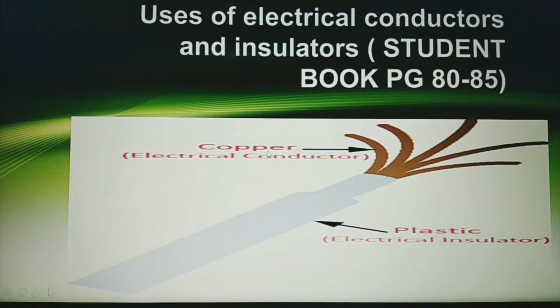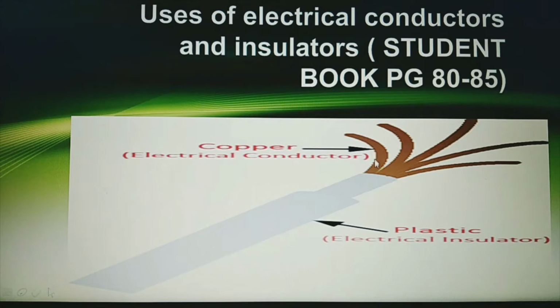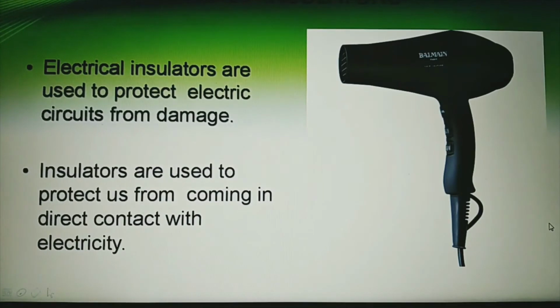So electrical conductors, as we know, are materials that allow electricity to pass through. That means they make a circuit work. For us to have a working circuit, we need a conductor. On the other hand, insulators are materials that do not allow electricity to pass through. They block the path of electricity. Examples of conductors are copper, metal, and gold. Insulators we know are plastic, rubber, and glass.